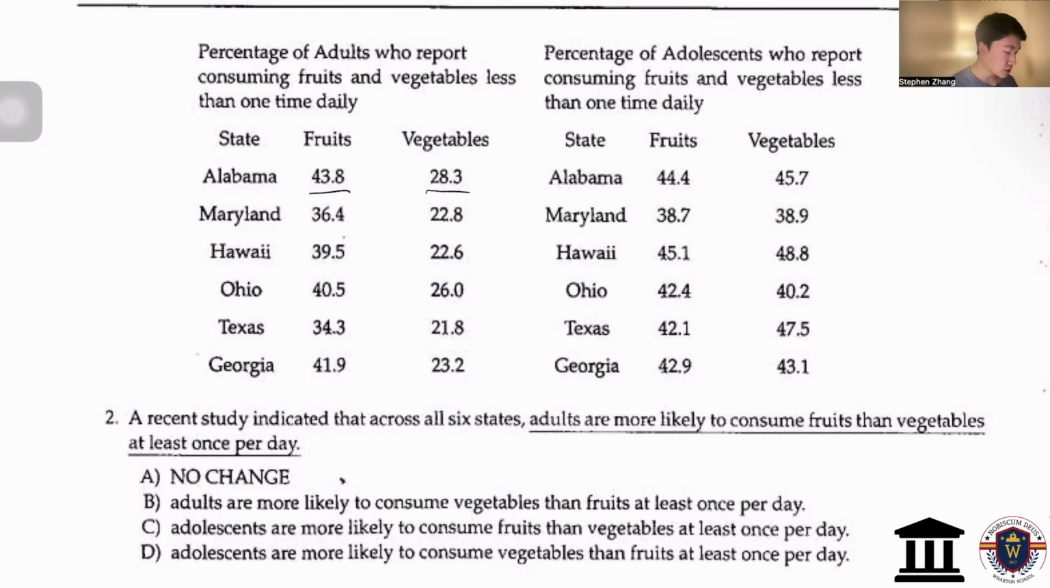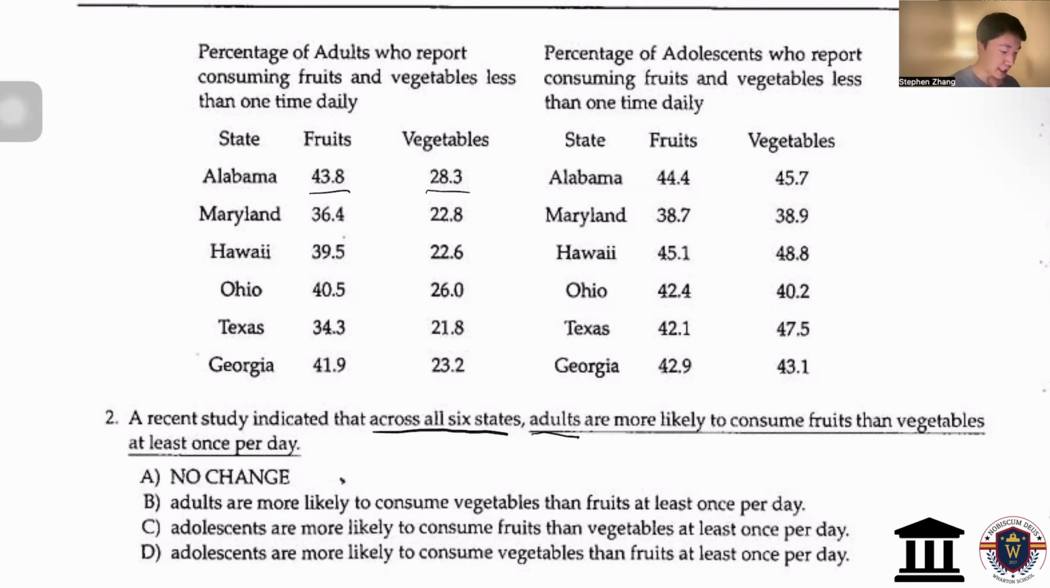So if we look at question 2, there are some keywords that we should look at. The first keyword is "across all 6 states," in the underlined portion, which relates to answer choice A. The second keyword here is "adults." So when we evaluate whether answer choice A is correct, let's look at the adults table.